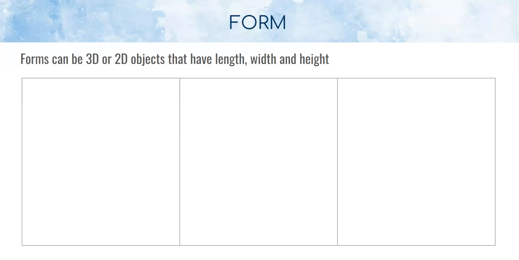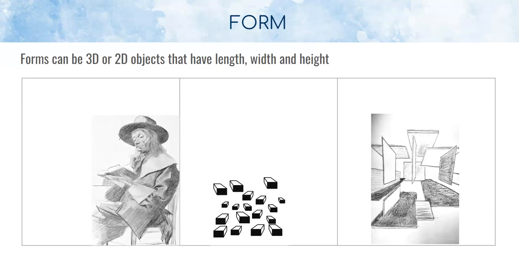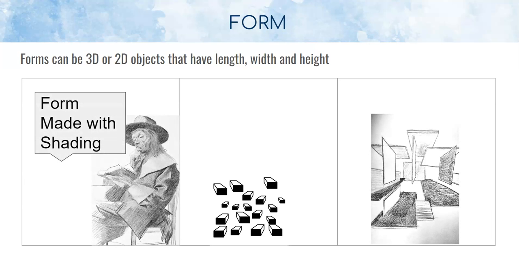The first trick that we can use in order to create that is going to be forms made with shading. And that's this first one right here. All of this roundness of the figure is created by light and dark areas shaded onto the figure. So you can glue the first one down to that box right there.